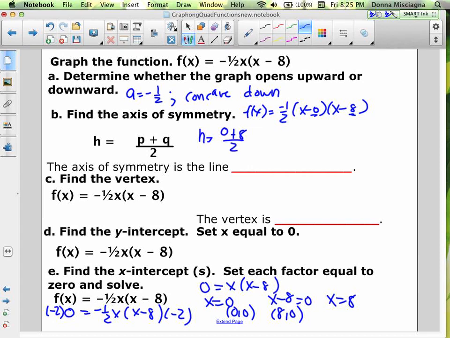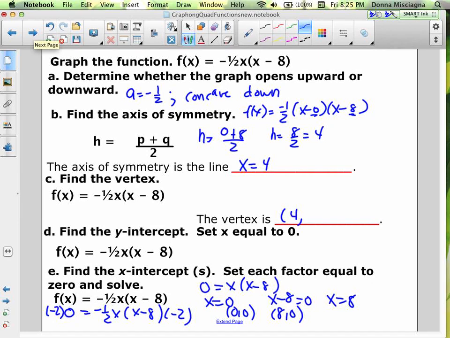So whether you find your x-intercepts and remember to add those and divide by 2, or you remember the format, x minus p and x minus q, either will work to get your axis of symmetry and your vertex. So now we have 8 divided by 2, which is 4. That means our axis of symmetry is 4, and it's also the x-coordinate of our vertex. To find the y-coordinate, you just plug in 4 for x.